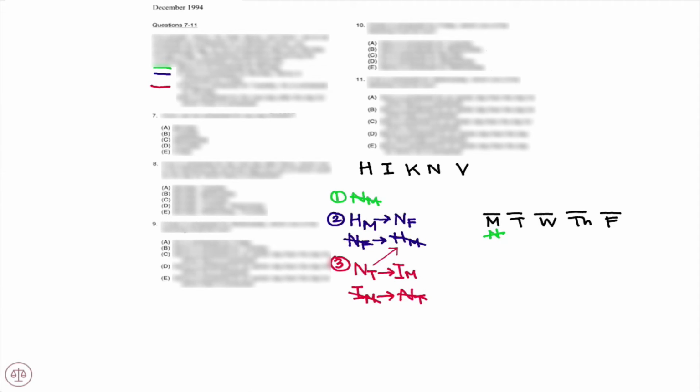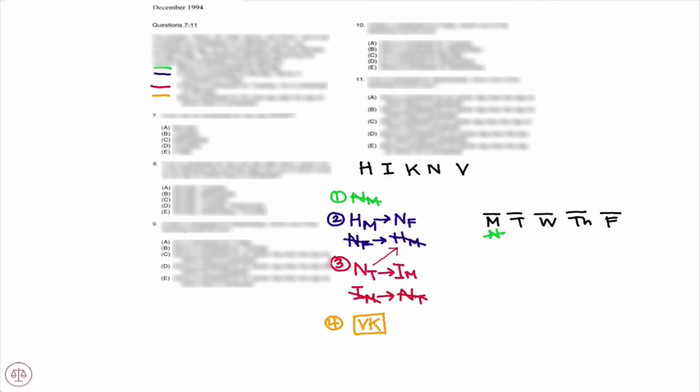Okay, so let's go to rule number 4. We have Kate is scheduled for the next day after the day for which Victor is scheduled. So that's just a really convoluted way of saying that we have Victor, and then immediately after Victor we have Kate. I'm going to put a box around it.